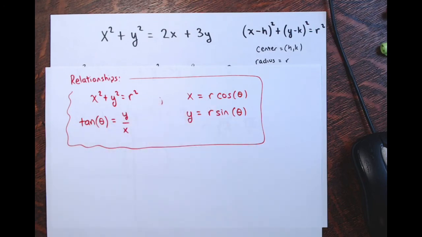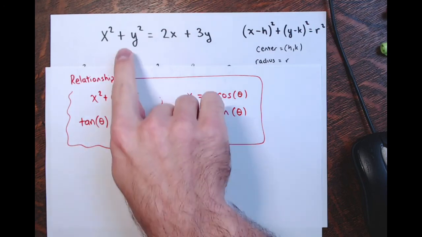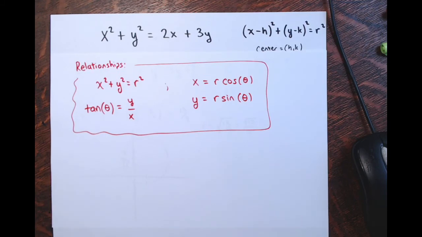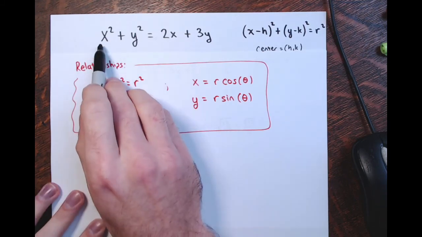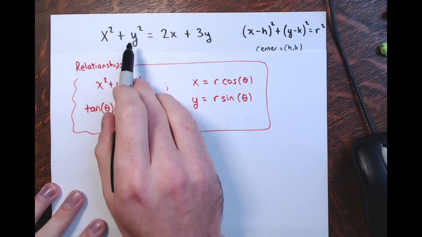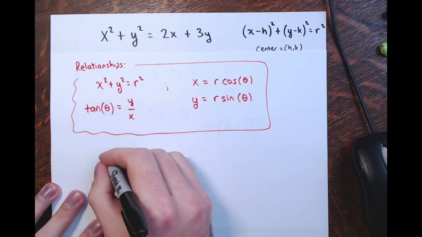Hopefully these look familiar. So looking at my equation here, look at the left side. x squared plus y squared. Well, I see that. I'm going to just change that to r squared.